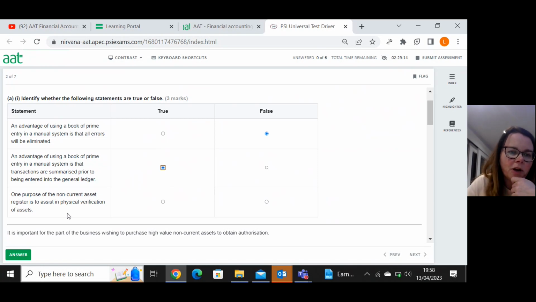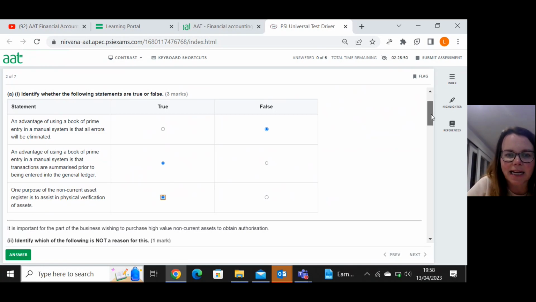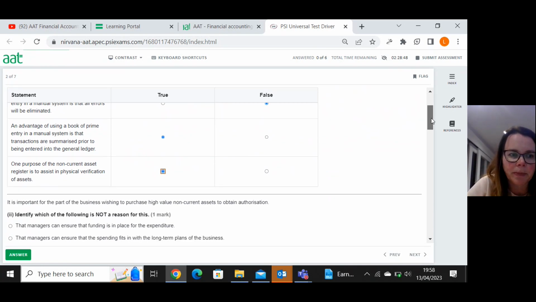One purpose of the non-current asset register is to assist in the physical verification of assets. So that's true because the non-current asset register is basically a list of the details of all the non-current assets held by the business. So it would be possible to go to that list and then say, right, where's this, where's that, and check that those assets actually exist.